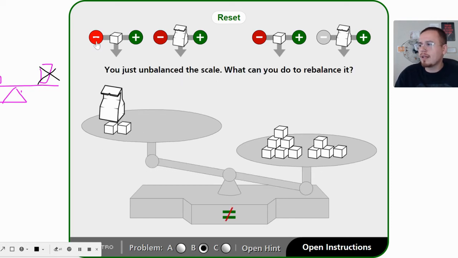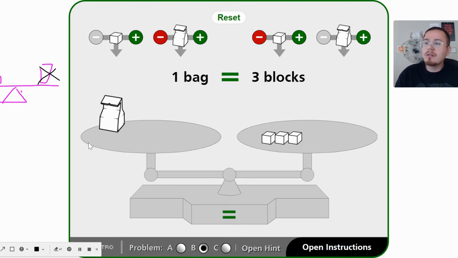Take away 7 blocks. And I'm going to take away 7 on the right. Vanessa's on it. And then there we go. We know that one bag equals 3 blocks. 1 3-pointer is worth 3 points.